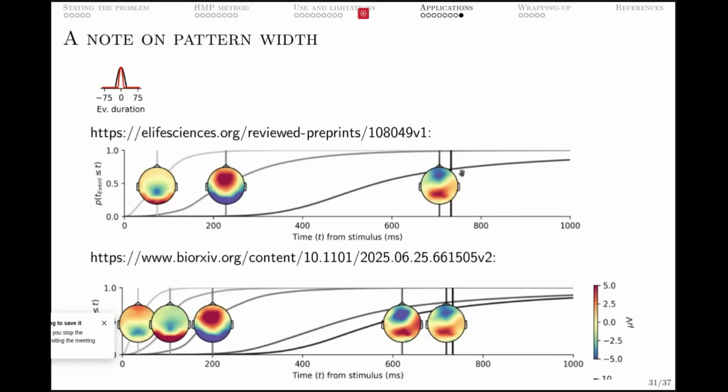As a side note, we'll come back to that in the hands-on session, but there are two versions of that paper. The first one we submitted is available here. We used a 50 milliseconds pattern, right? Because that's the standard way we usually did it.